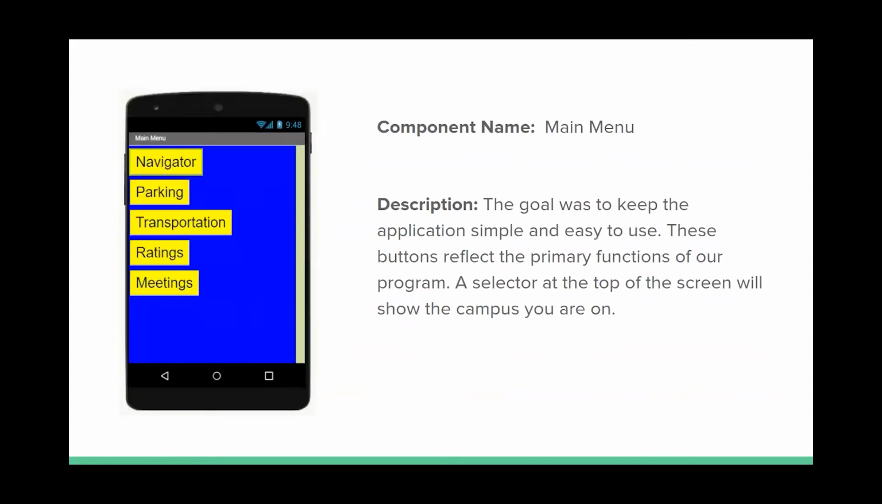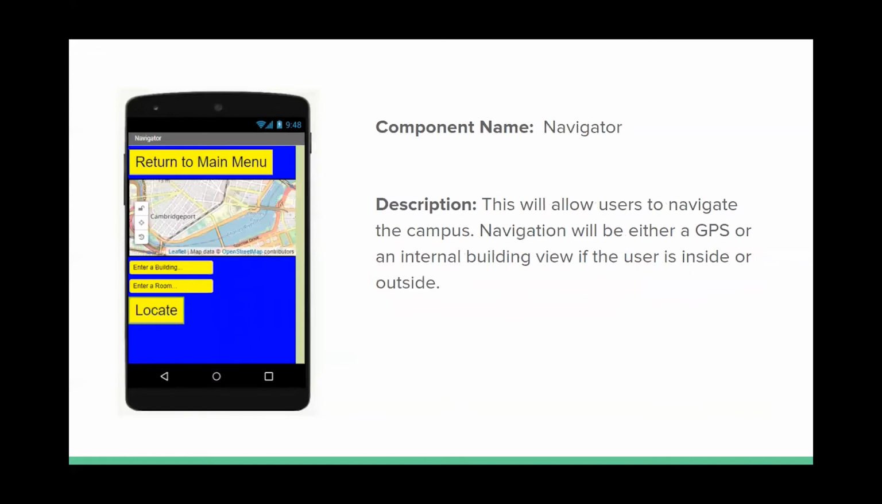So once we gathered all of our system requirements, we got to work designing a prototype for an app design. There were 6 components to the app. The first component is just the main menu, so pretty simple, it just helps you select what you're trying to do.